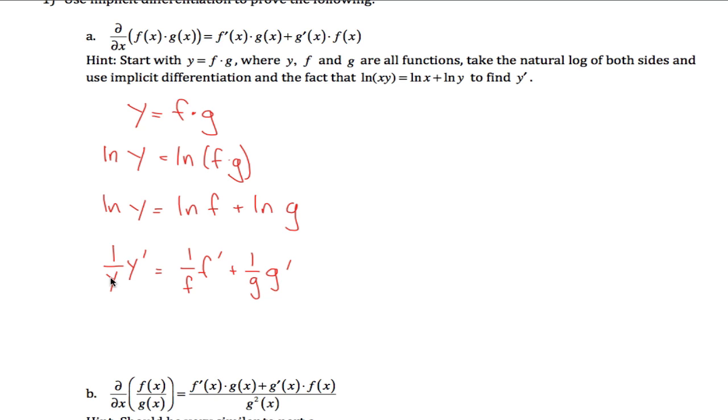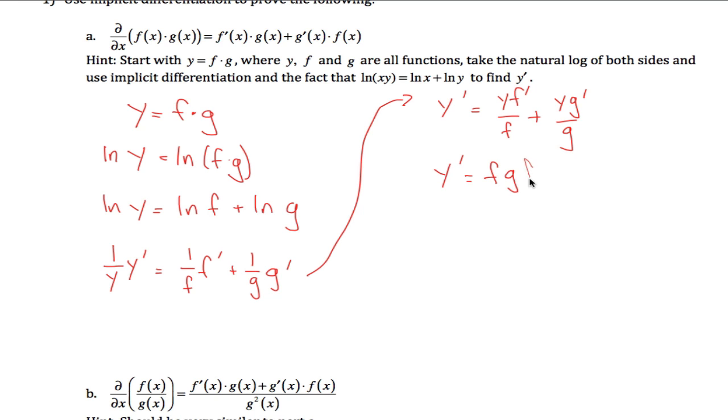And let's see, we know that, well, I guess you have some options. You can multiply both sides of the equation by y here to get y prime all by itself. So sure, let's do that. That would give us y prime equals y f prime divided by f plus y g prime divided by g. However, y is f times g. So instead of writing y, I can write f times g times f prime over f. And same thing, instead of writing y, I can write f times g prime over g.